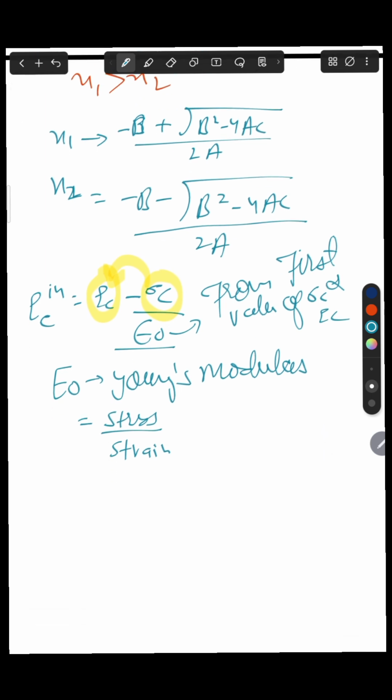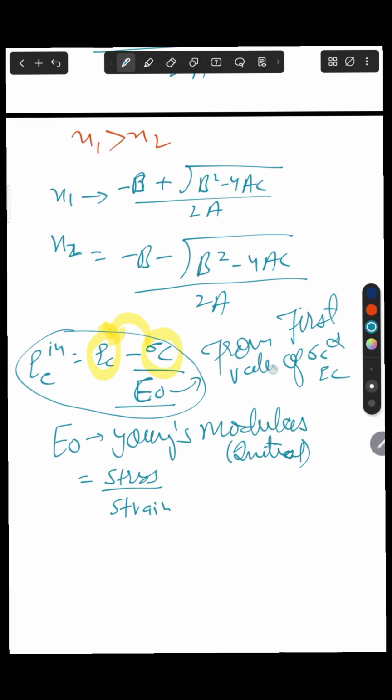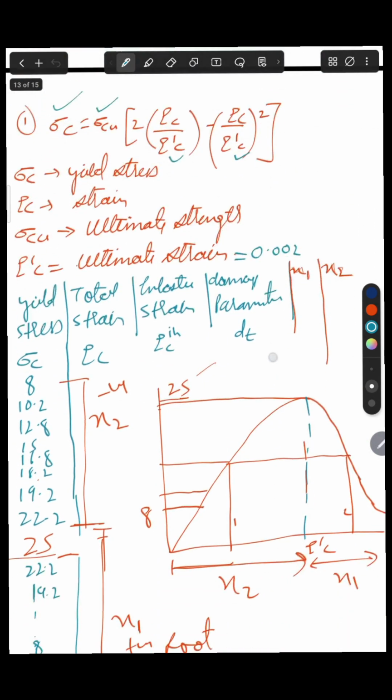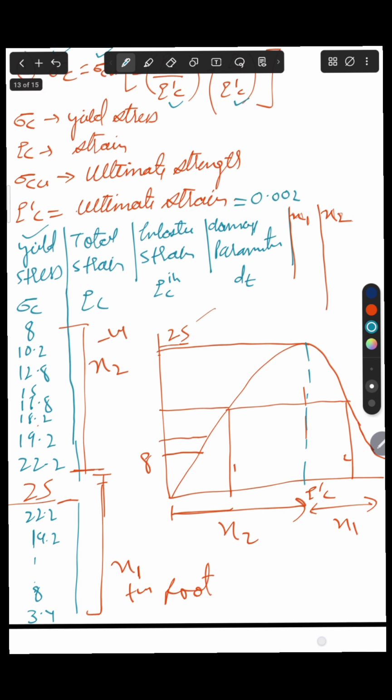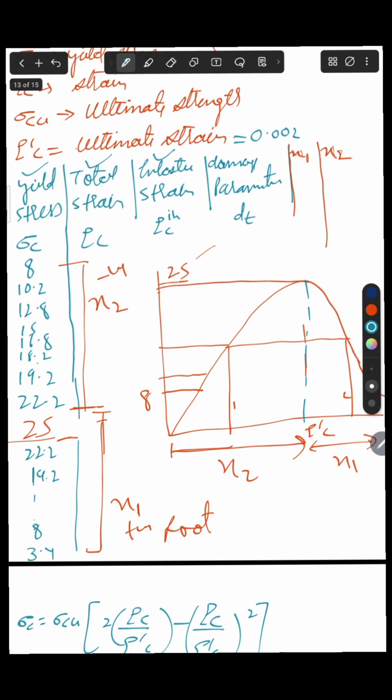Now for every value of sigma c and epsilon c we can find the inelastic strain using this, and E naught will remain constant. We have to use E naught, which is the initial Young modulus, only. We do not have to calculate it for every stress or strain. We just need to calculate the initial E naught first and use it in all formulas. So we define yield stress, we calculate total strain from yield stress, and we calculate inelastic strain using yield stress and total strain.